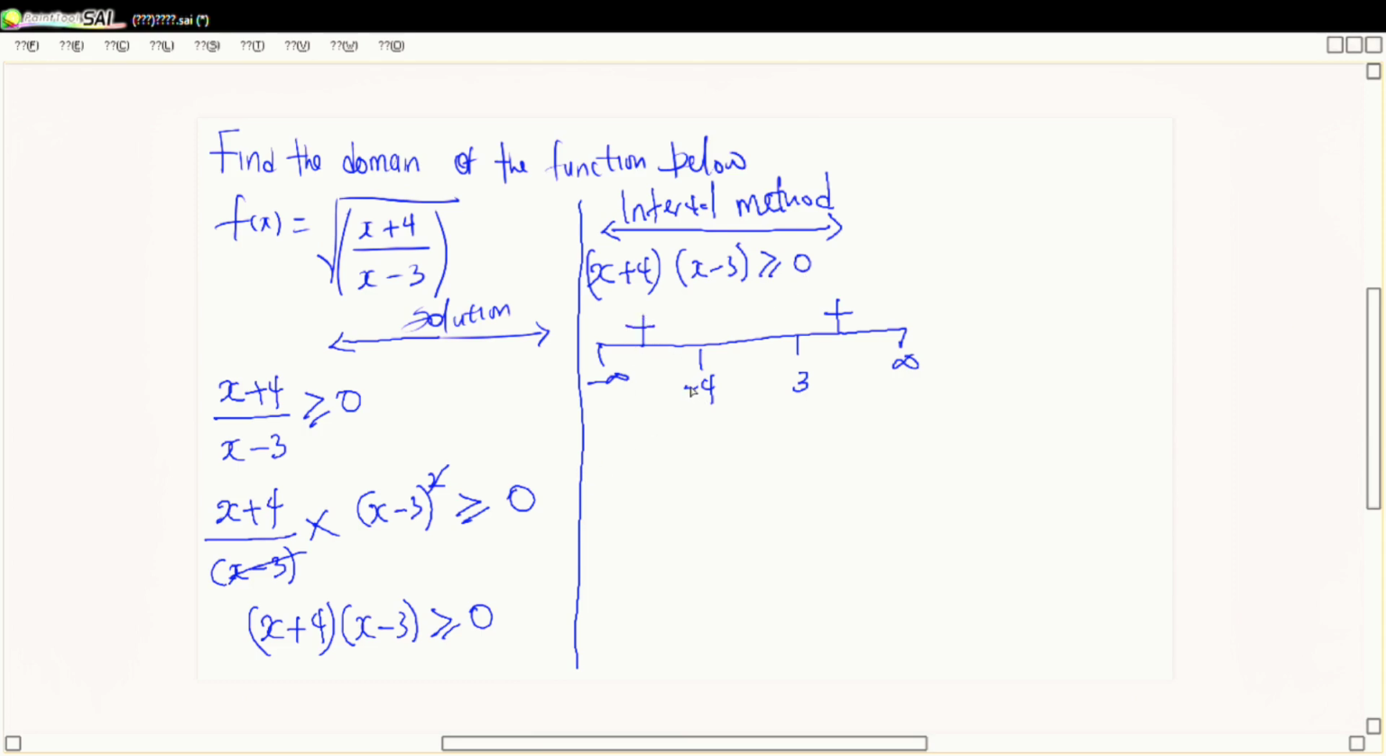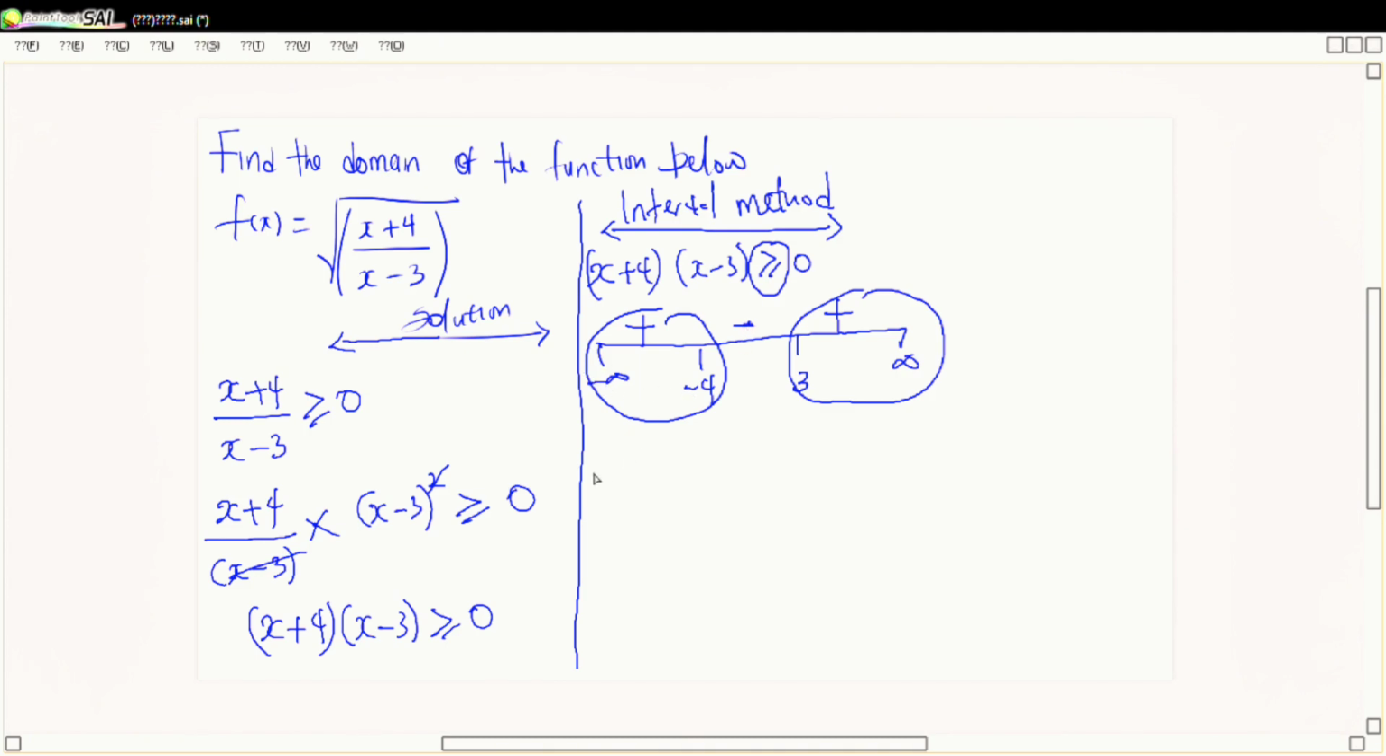Now, between minus 4 and 3, let's pick 2 as the number. If you insert 2 here, 2 plus 4 will give us 6. If you insert 2 here, 2 minus 3 will give us minus 1. So if you multiply them together, you have negative. Now, because we are having greater than or equal to here, it means that we only need the region of plus. We don't need this negative region.